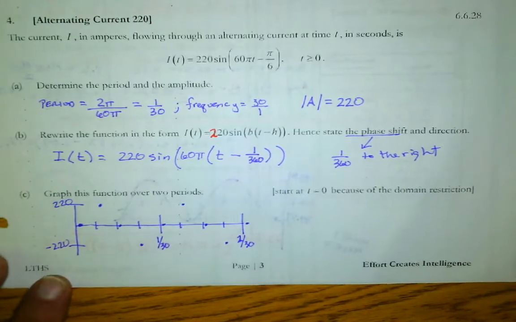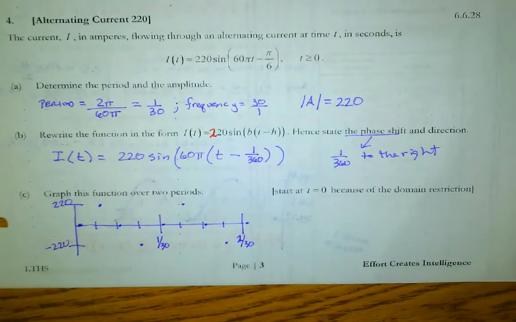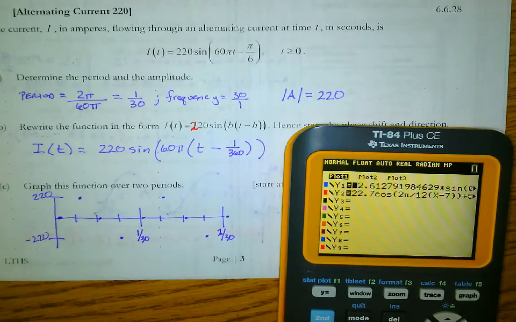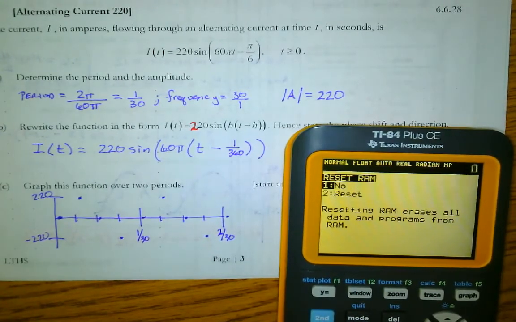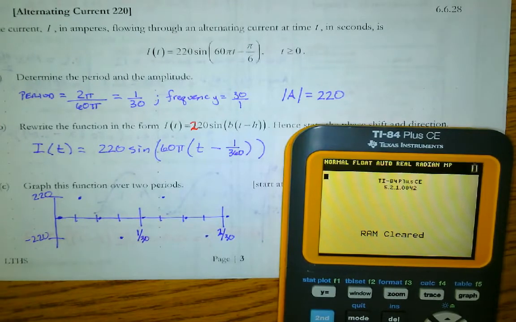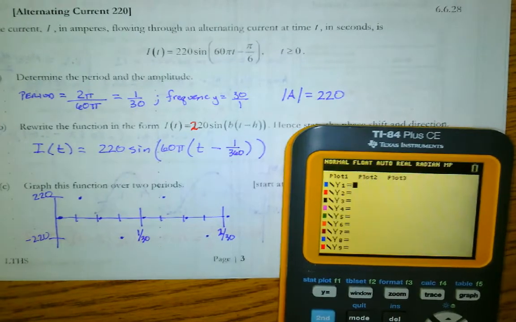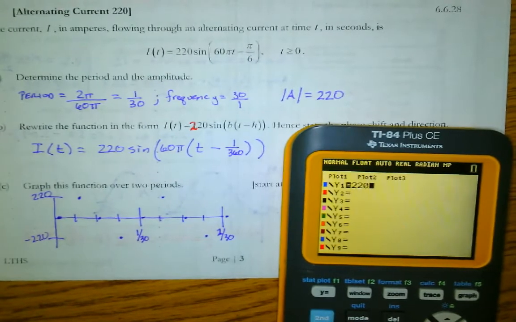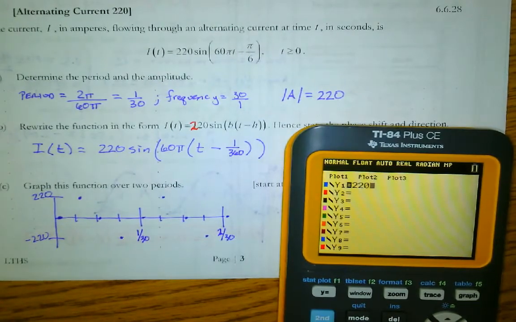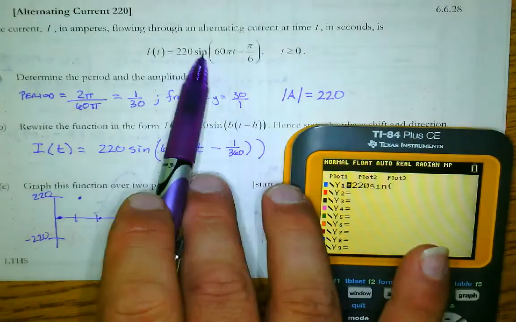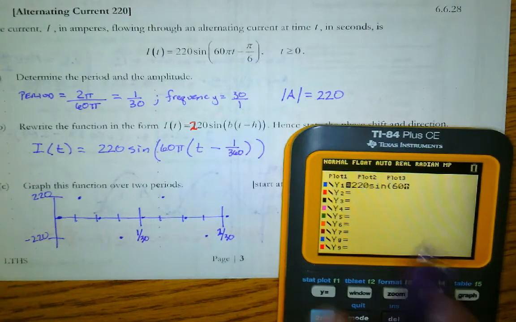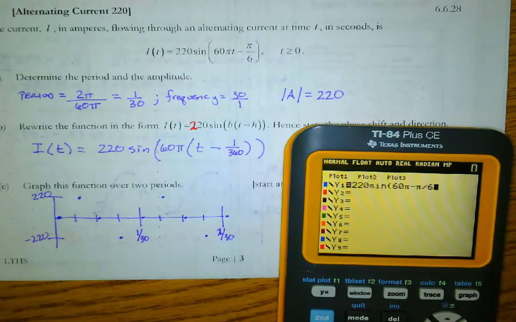And if I'm not sure, I can double check that on my calculator. Right? So when I go to my calculator, if I have these extra equations in there, I can hit second plus 7, 1, 2, if it's this TI family of calculators. And I can come back to my y equals, and I have 220 sine. Right? Now, if I'm worried that this equation may or may not be correct, let me just use what I had initially. 60 pi minus pi over 6.